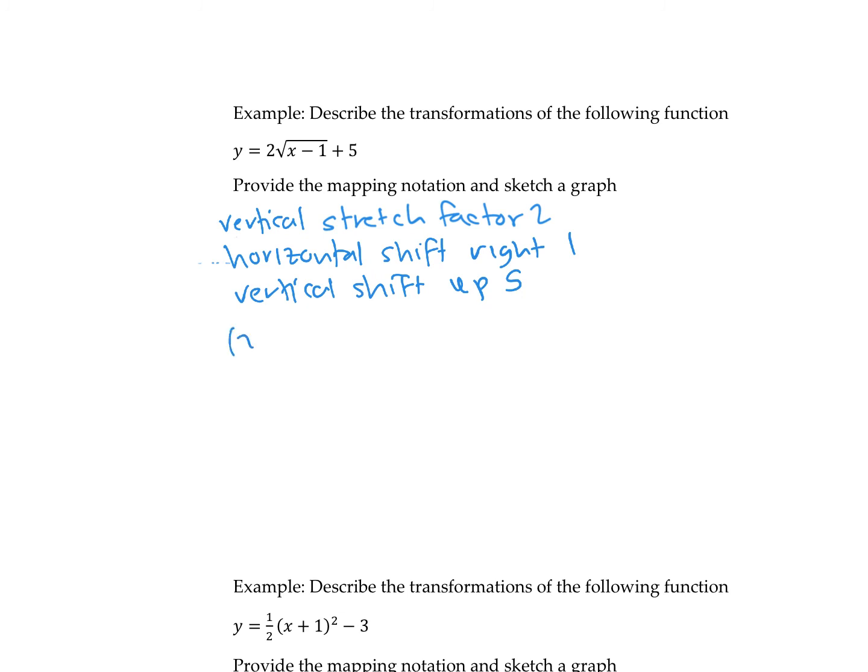Okay, the mapping notation explains what's going to happen to the x. So the number inside the square root is going to change the x. It's going to be the opposite. So it says x minus 1, so the result will be x plus 1. The 2 and the 5 are outside the function, so think of the function as root x, and they're just going to do exactly what they say. They're going to multiply by 2 and they're going to add 5.